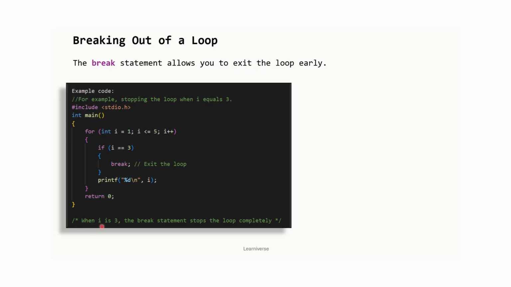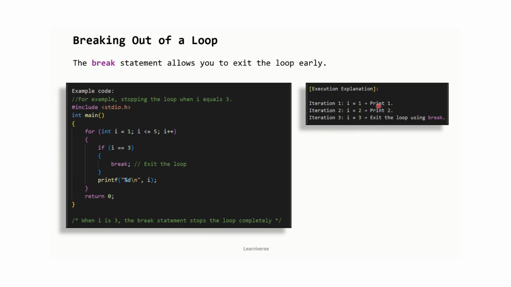So here, when i is 3, the break statement stops the loop completely. If we look at the execution explanation, you can see that during the first iteration i is equal to 1 and it is printed as 1, so this is executed. When i is 2, this is executed. When i is 3, it goes inside the if condition and executes break, and it will come out of the loop. Here you can see the output.